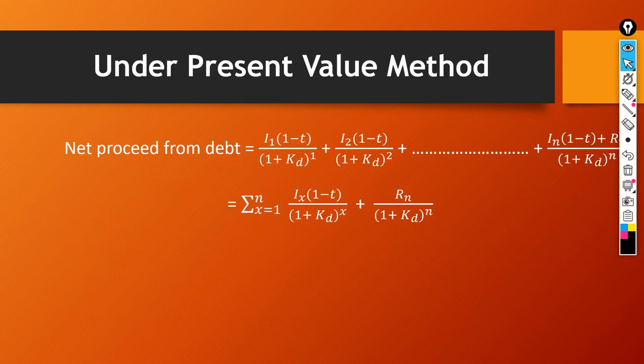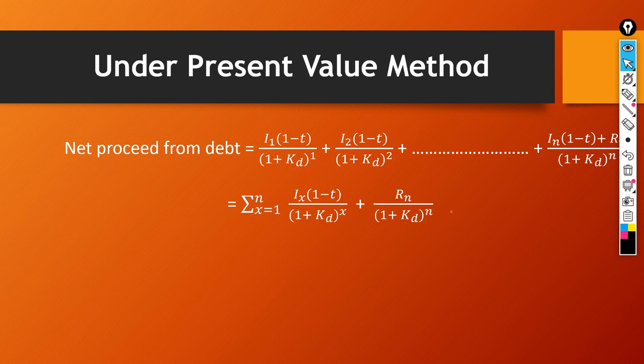So if we are doing it by the present value method, again the same thing we have taken: interest times (1 minus t), because the debentures always get the tax shield. If the company is not charged any tax, that means the government is not charging any tax, instead of t you can write 0. So again the same thing, whatever future cash flows I am giving, I am converting into the present value. So I1 upon (1 plus kd) raised to power 1, till your nth period.